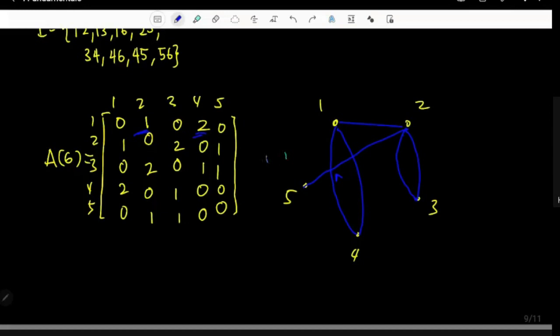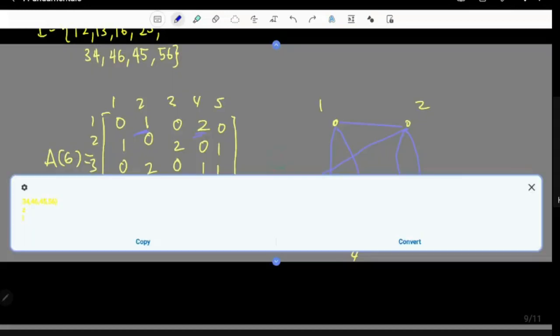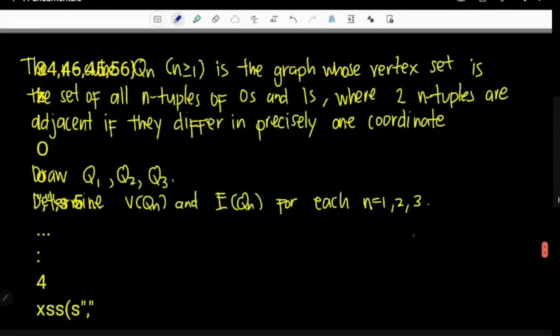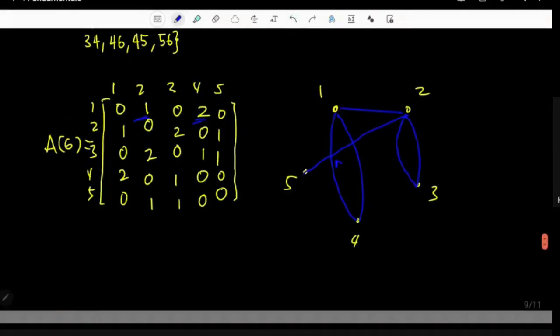Kasi, we can always draw naman the edge outside. If you want to be technical about intersection, di naman ito yung edge, right? Between 2 and 5. Okay. What's important is there is an edge between 2 and 5.